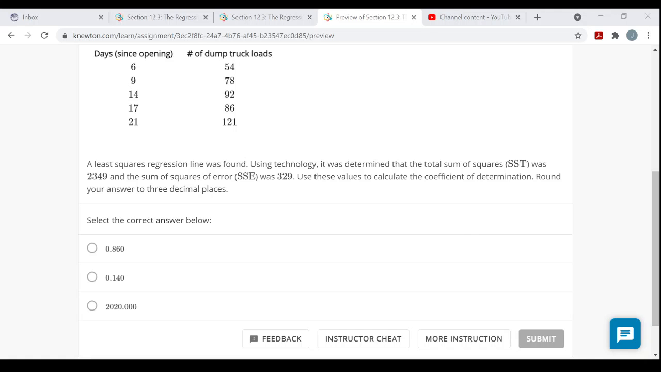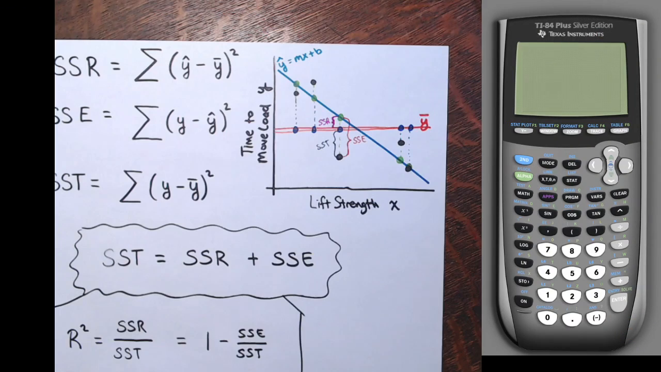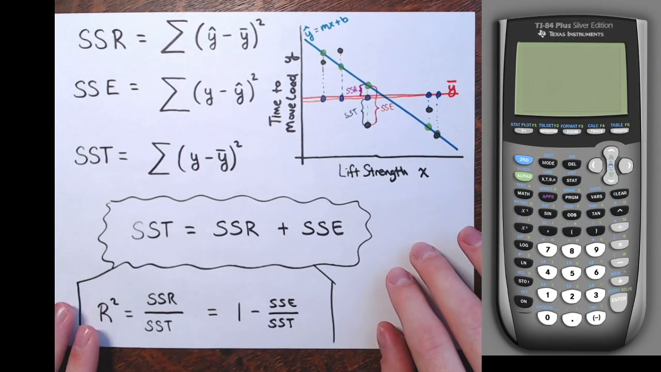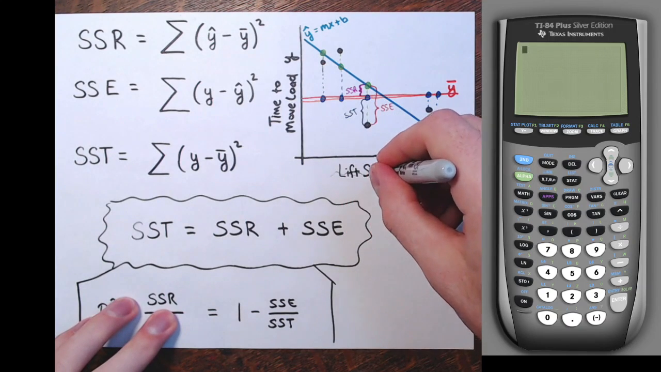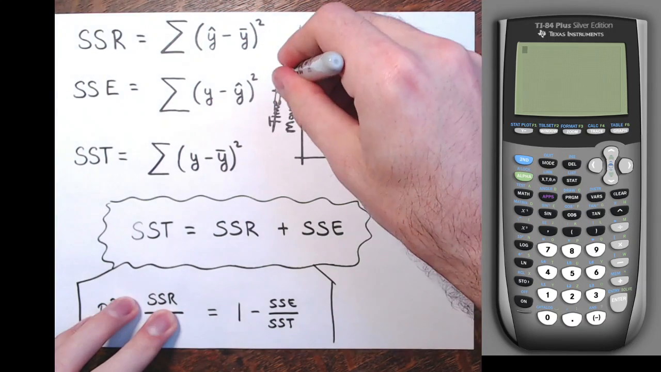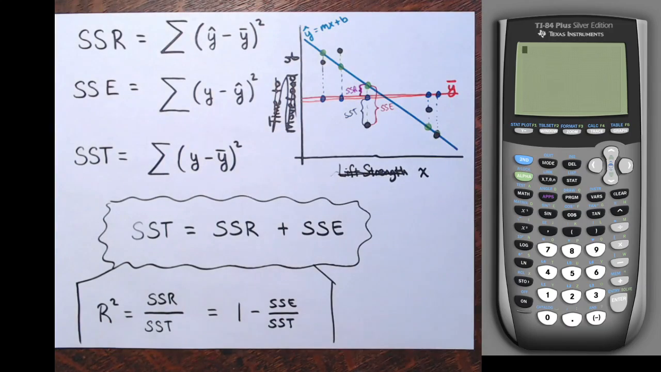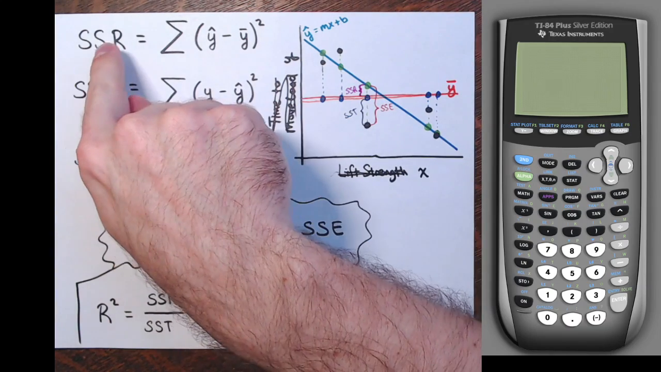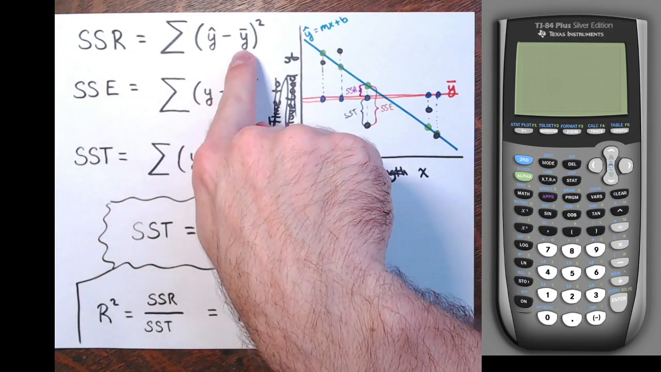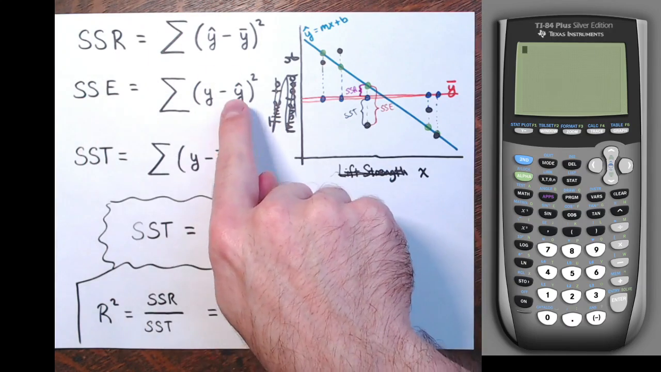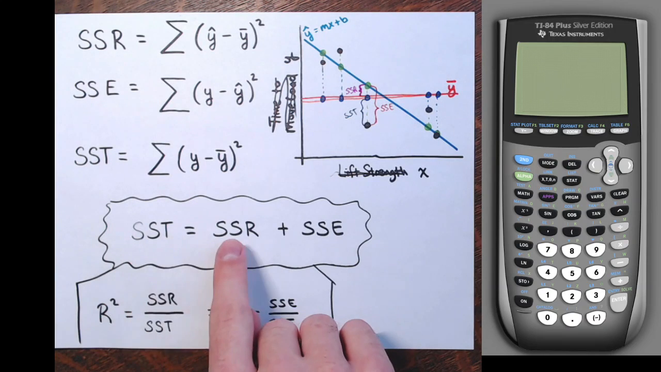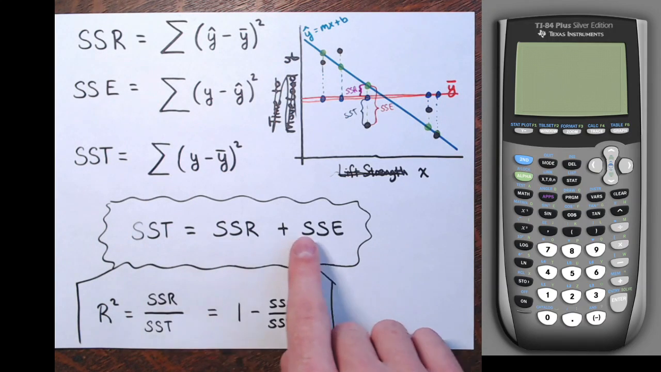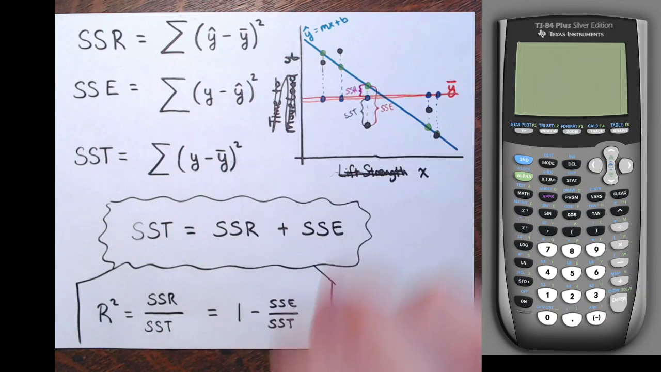Well, remember there were a couple formulas for this. Had these written up last time, and I had this picture up. Last time it was for lift strength and time. Let's just call it x and y. We had sum of squares of the regression, the sum of squares of the errors, the sum of the squares total, and SST is going to be equal to SSR plus SSE. And I drew this whole thing up last time.